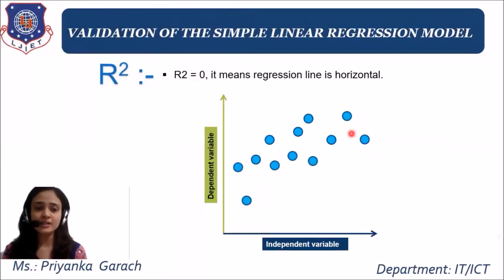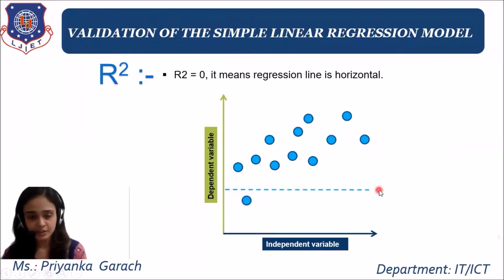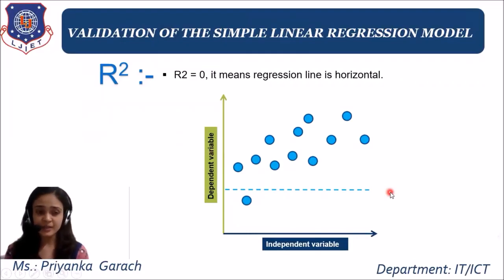When the R square value is 0, it means my model accuracy is 0%. It means my regression line is horizontal. You can view over here that this is my regression line, which is horizontal. Here you can see that for any value of x, that is for any value of the independent variable, your dependent variable value will remain constant. It means you can't predict any value of y for any value of x. It means there is no relation between x and y. So my value of R square is 0, and my model accuracy is 0%.